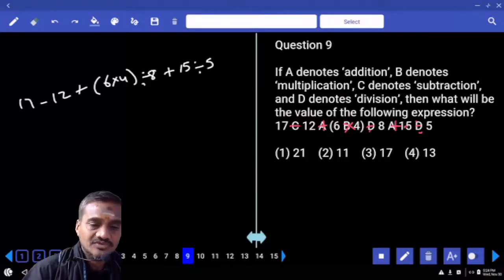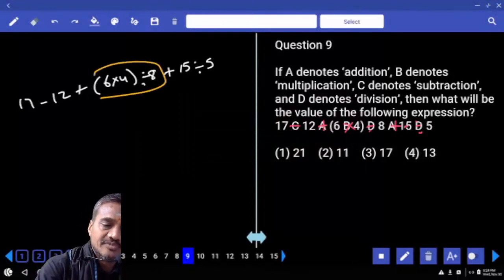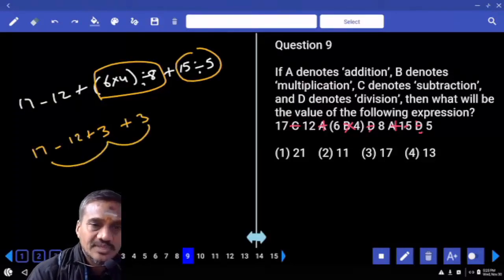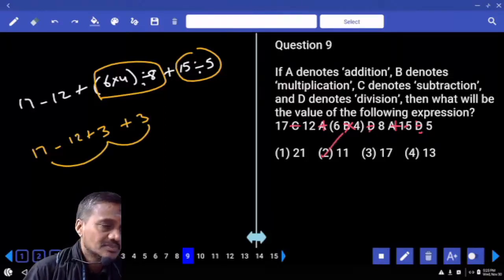Then what is the value of this? Now 6 into 4 is how much? 24. 24 divided by 8, the value is 3. And 15 divided by 5, the value is 3. Now here 17 minus 12 plus 3 into 3. 17 plus 3, 20 plus 3, 23. 23 minus 12, 11. 11, choice 2. Question number 9, choice 2.